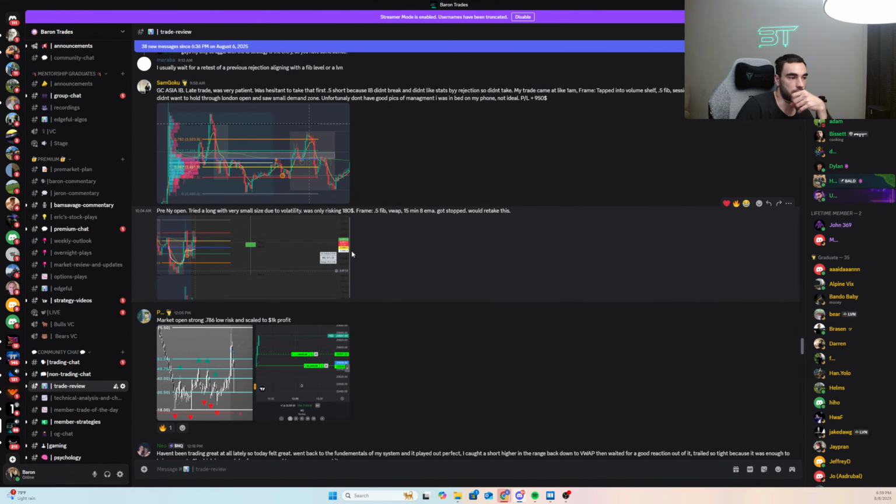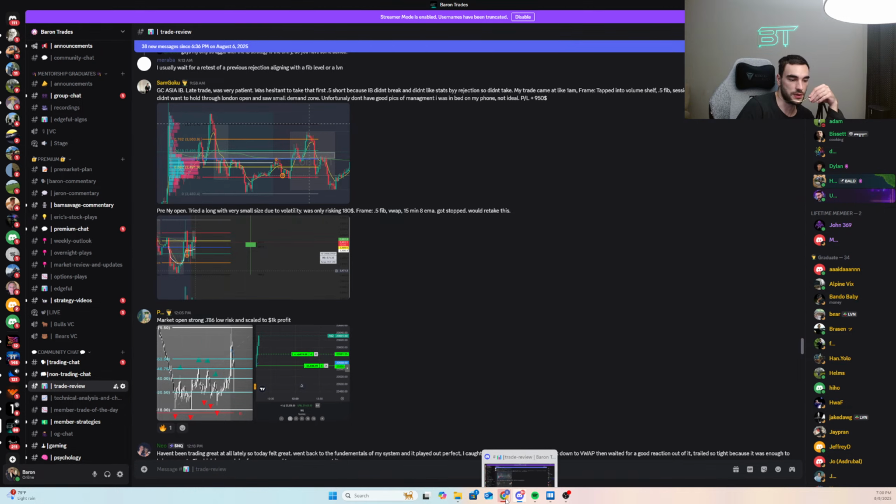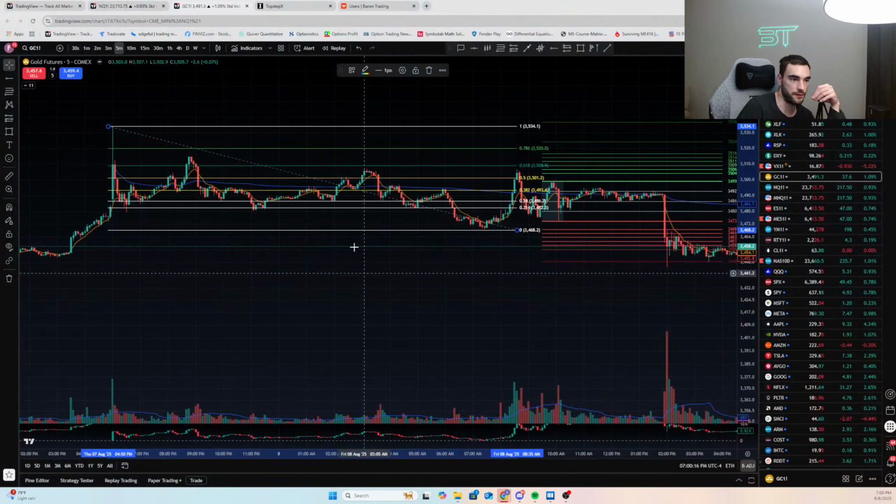Pre-New York Open, tried along with very small size due to volatility, was only risking 180. Frame, 0.5 VWAP, 15 minute 8 EMA, got stopped, would retake this. Okay. Yeah, in the screenshots, I'd like to see these, just so I can see the level. This was 0.5 with VWAP. I don't hate it, but when we haven't reclaimed this wick, when we haven't pushed back above this wick, or even this from pre-market, I don't really want to be taking this.